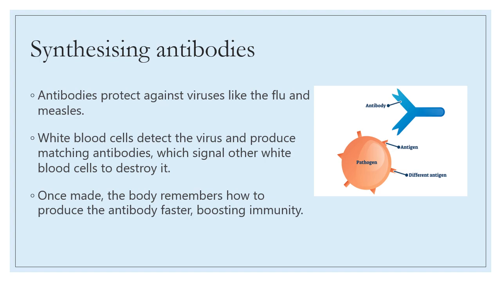Synthesizing antibodies is the next thing that's involved with proteins. These antibodies are proteins. They protect against viruses like the flu and measles, even things like COVID-19. White blood cells detect the virus and produce these matching antibodies, which are proteins. And this is through the signal of white blood cells to either create the antibodies or destroy the infection or the virus. Once made, the body remembers how to produce the antibodies fast because they keep these cells that are able to pump these antibodies out for recurring immunity.